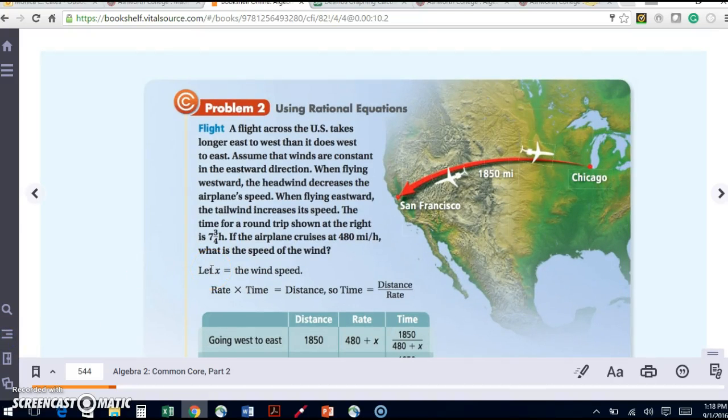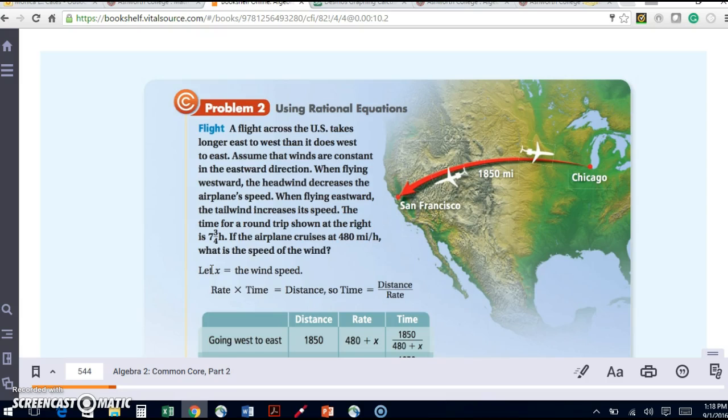Okay, let's take a look at problem 2 using rational equations. It says a flight across the U.S. takes longer east to west than it does west to east. Assume that winds are constant in eastward directions. When flying westward, the headwind decreases the airplane's speed. When flying eastward, the tailwind increases its speed.